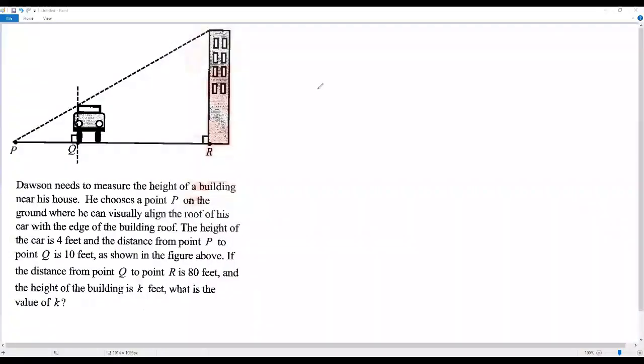Here we have a SAT math word problem based on triangles. Okay, let's go over the question. Dawson needs to measure the height of a building near his house. He chooses a point P on the ground where he can visually align the roof of his car with the edge of the building roof.